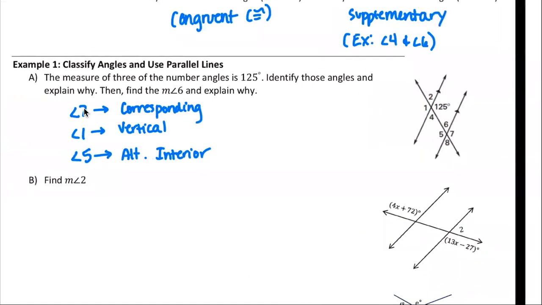Angle 1 is not by any of the new ones that we've learned, but simply by vertical angles. If we have 2 lines that cross, angles that are opposite each other are always going to be congruent. Now, angle 5 is the other one. The angle that's 125 is alternate interior with angle 5.